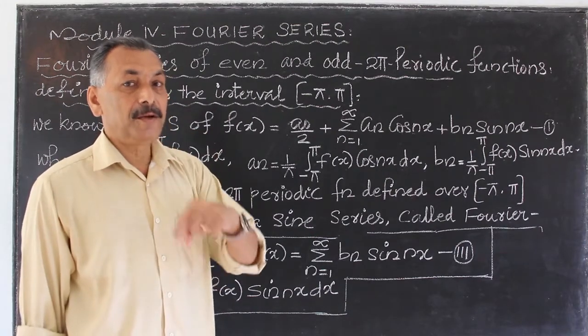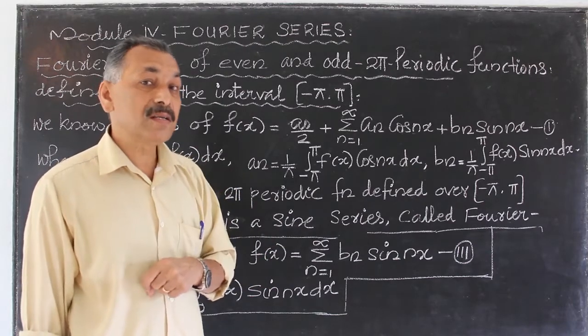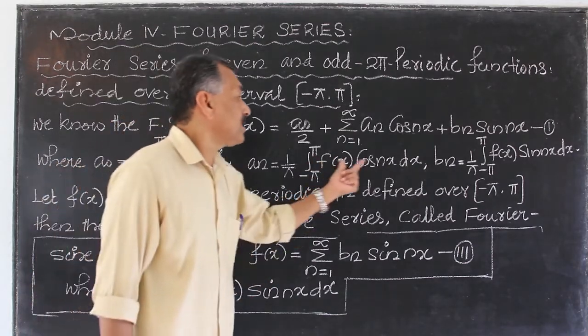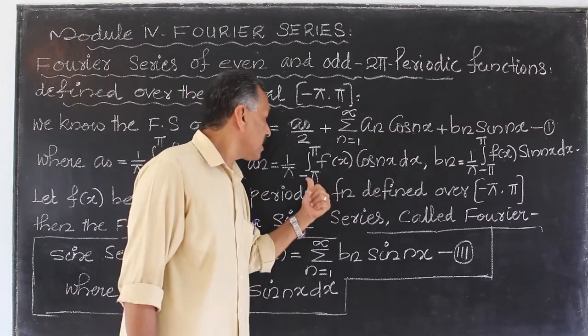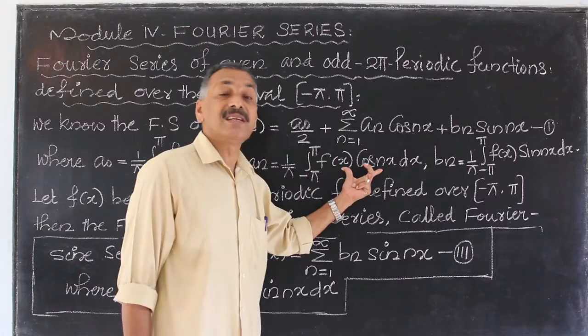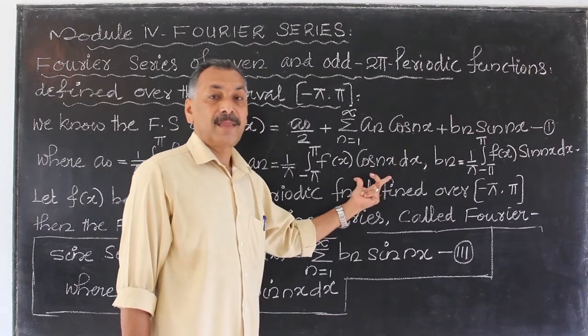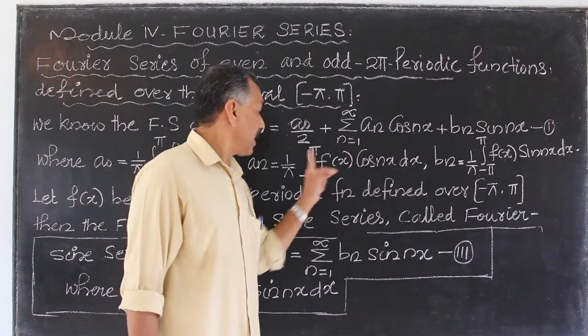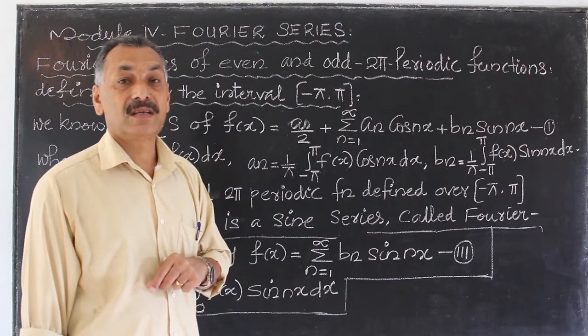The product of an odd function and an even function is odd. That is, f(x) into cos nx is odd. If this function is odd, what is the integral from minus pi to pi of f1(x) dx, where f1(x) is f(x) into cos nx? Let it be f1(x). What is the integral minus pi to pi f1(x) dx? It will be 0, for an odd function.